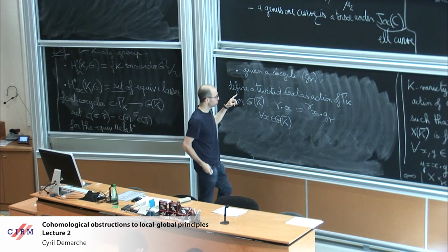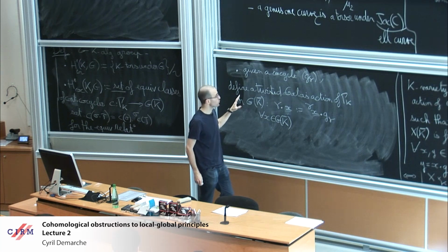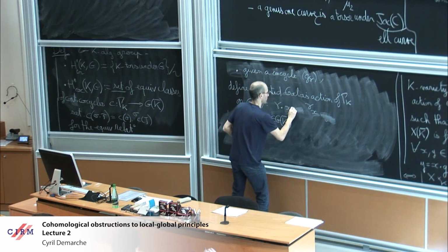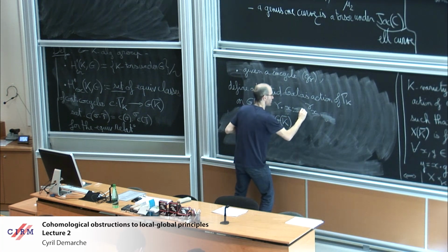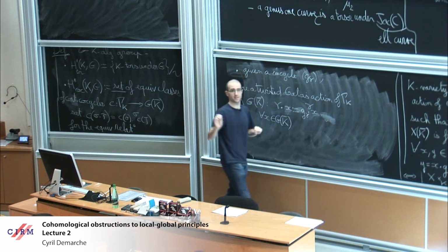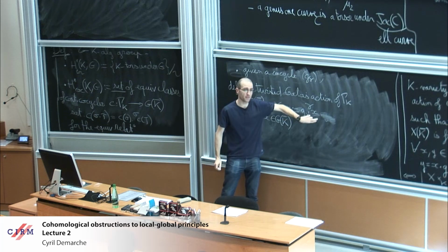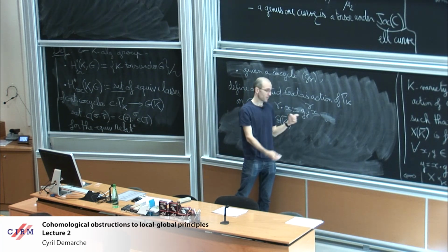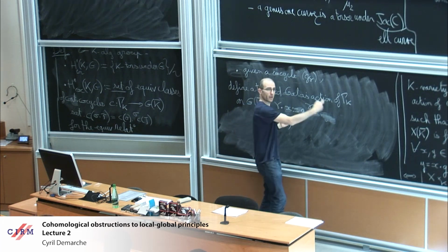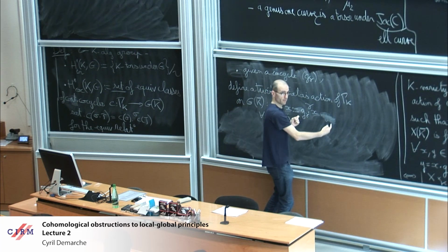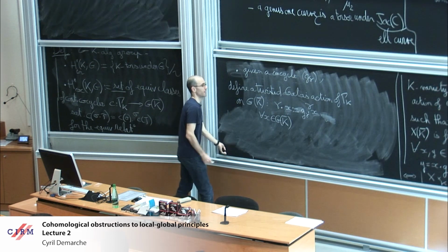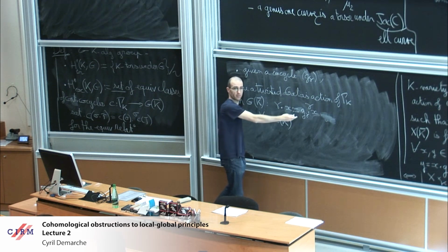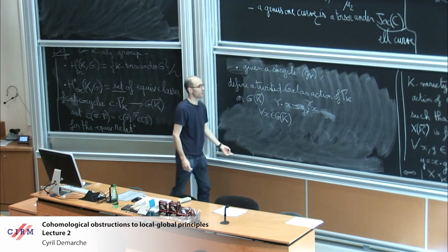Maybe I should put some minus one. Oh, no, it's on the left. Yes, you consider this. Okay, this lives in the group. So in the group, I can multiply on the left or on the right. So I multiply on the left, so that now I will have an action on the right. And this is a group action because G gamma is a cocycle. Okay, this is a group action.